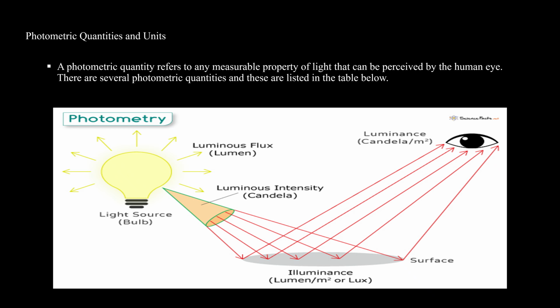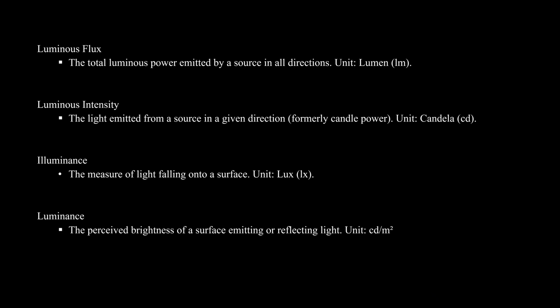Luminous flux, luminous intensity in candela, illuminance in lux or lumen per square meter, and luminance in candela per square meter. Luminous flux is the total luminous power emitted by a source in all directions, in lumens. Luminous intensity is the light emitted from a source in a given direction, with unit candela. Illuminance measures light falling onto a surface. Luminance is the property of a surface emitting light, with unit cd/m2.